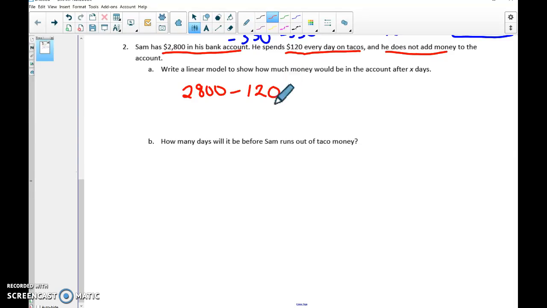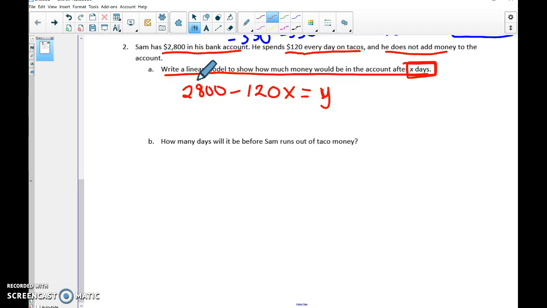But it's not just one time, it happens every day, which is why they want us to include X for X amount of days. Well, what's happening every day? Is he losing $2,800 or is he losing $120? He's losing $120, so X needs to attach to the 120. We have to include Y in here. This is slope-intercept form because you're starting with something and then you're decreasing the amount every day. Slope-intercept form is Y equals mx plus b.